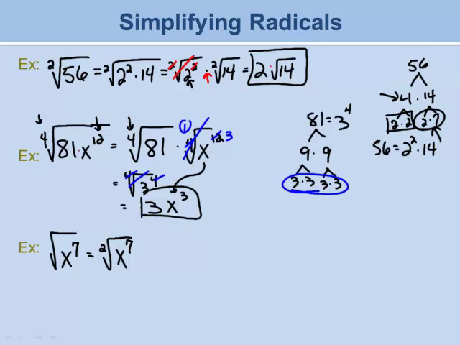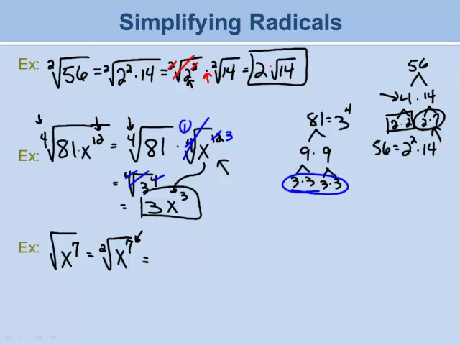But unlike the problem above it, where we actually had a common factor of 4 we could factor out, there is not initially a common factor that you could take out of a 2 and a 7. In other words, if that was 2/7 as a fraction, you couldn't reduce that, or 7/2. So what we're going to do is take x to the 7th and rewrite it so that we do have an exponent that can be reduced by that index. So here's what you want to do.